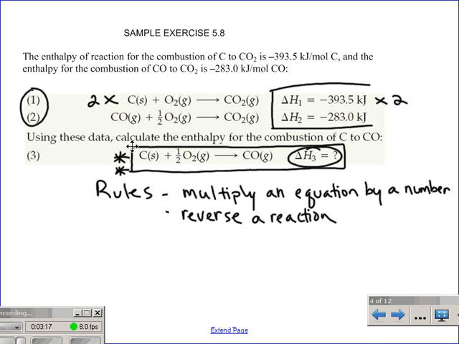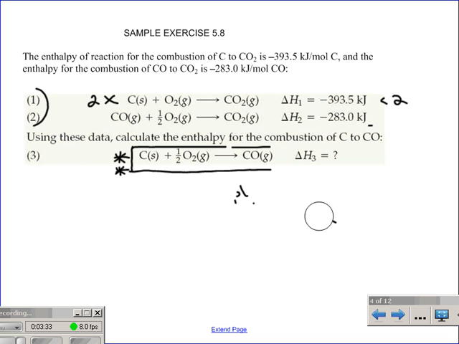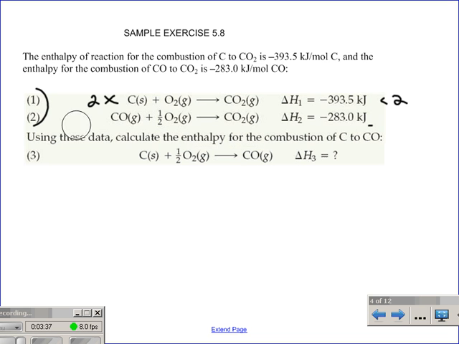Now, I know this may sound totally foreign, like, what are you talking about? Why would I even need to multiply these equations? Why would I need to do any of the stuff you're talking about? So let's work through this one together and then you'll see what I'm saying, hopefully.